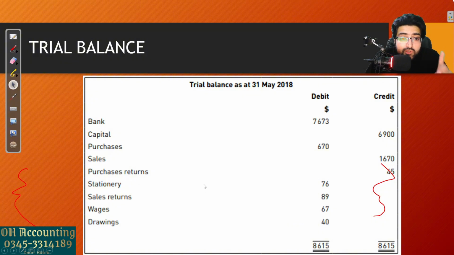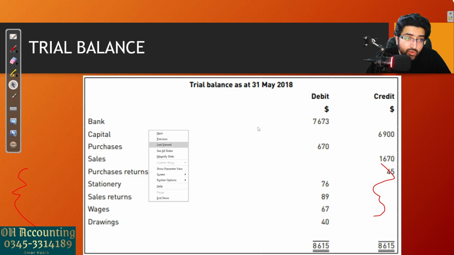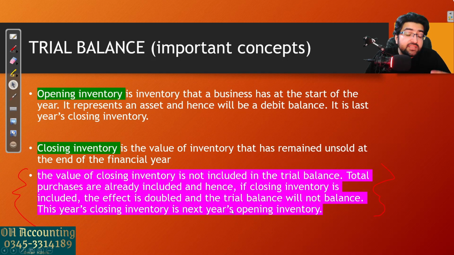Why? Because closing inventory is already included in purchases, right? So if I record it again, the entry will be doubled. Inventory in a way will be recorded twice in the trial balance then. So that's why closing inventory is not recorded in the trial balance. Okay, let's read this. The value of closing inventory is not included in the trial balance. Total purchases are already included, and hence if closing inventory is included, the effect is doubled and the trial balance will not balance. This year's closing inventory is next year's opening inventory.